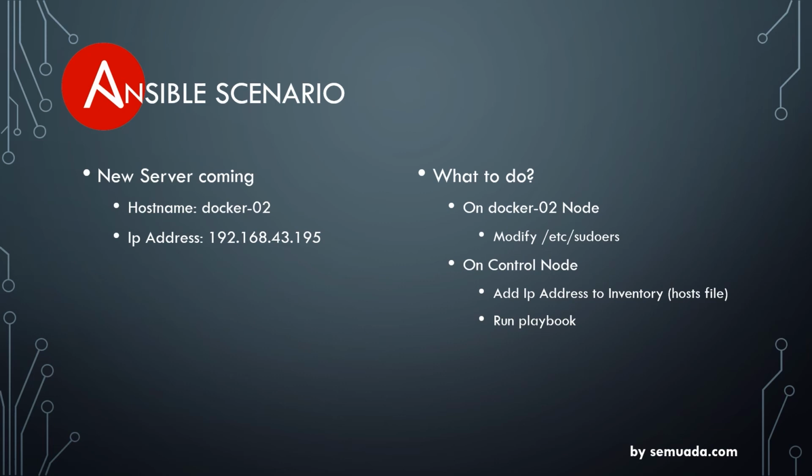Well, on the docker02 node, we need to disable the password prompt as we did before on docker01 by modifying /etc/sudoers. And then on the Ansible control node, we need to add the IP address to the inventory or the hosts file. That's it. And then you can run the playbook and it should work on the new server. The new server will install Docker. Let's try it.